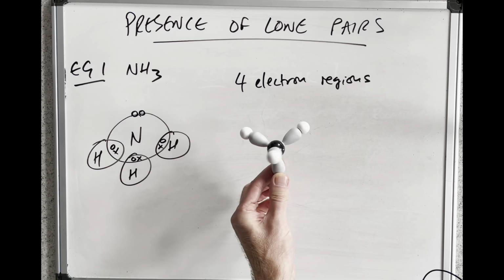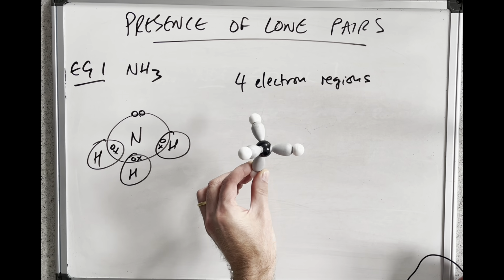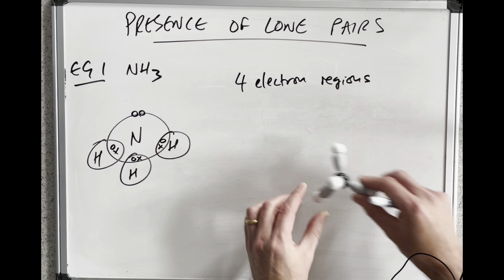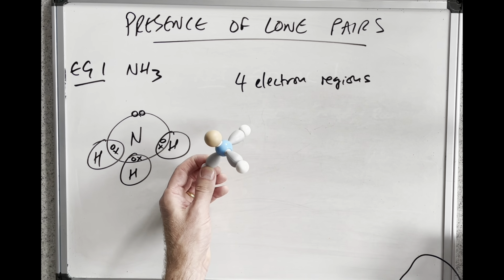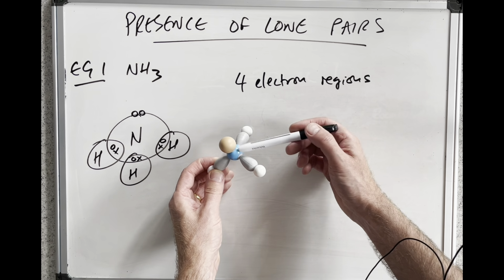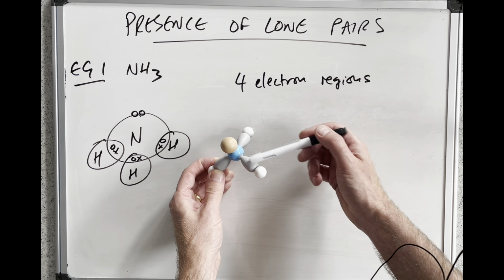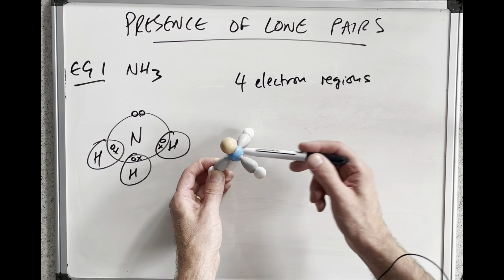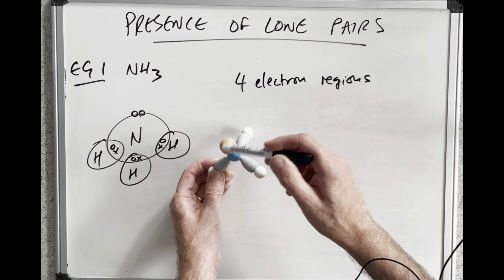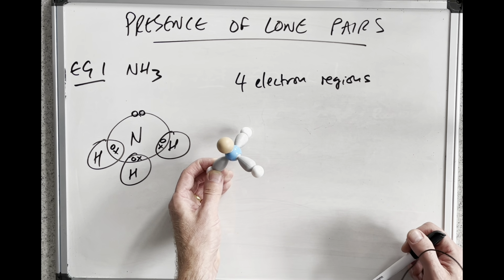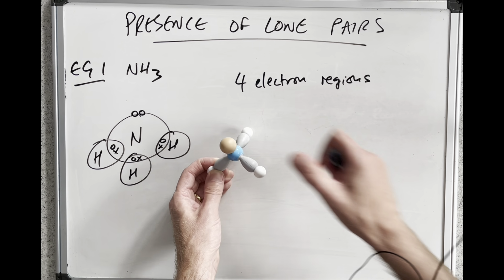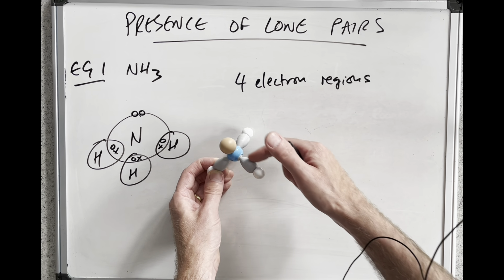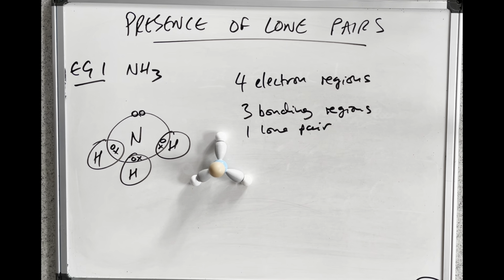So there's my methane model. It's going to be like this, but there is a slight difference. There is my model of the ammonia molecule. This represents the bonding region between the nitrogen and the hydrogen. This brown sphere is the lone pair. You see it's sitting a lot closer to the nitrogen than these do. So you can see what I've done here, and it's really important that you do this.